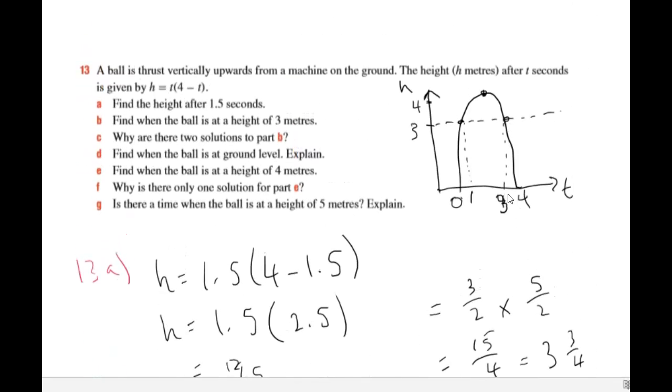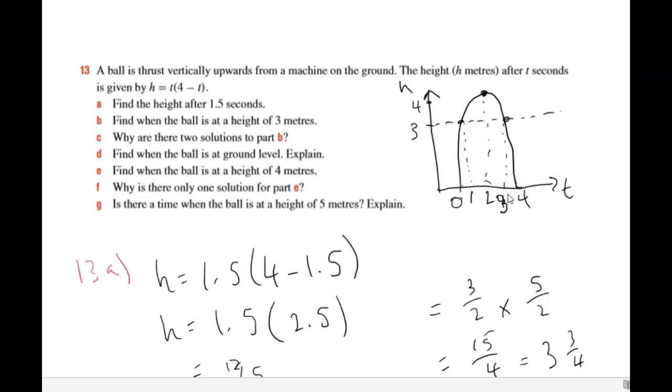And that is the turning point here. So we're only going to have one solution. And you can see that is halfway between the 2 points where h equals 0, okay? And it's also halfway between your 2 points when h equals 3 because your graph is symmetrical. Okay, so there it is there. Why is there only one solution for part E? That's because your ball has gone as high as it can and then it's come back down.